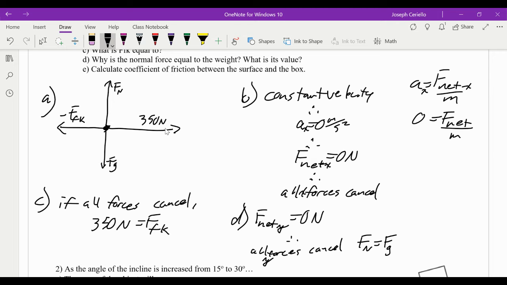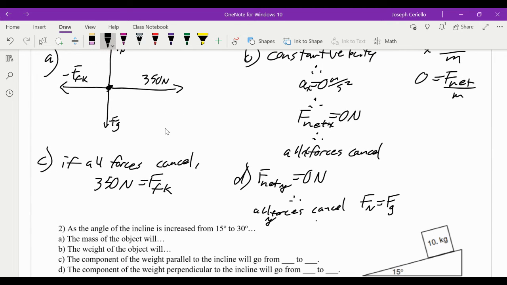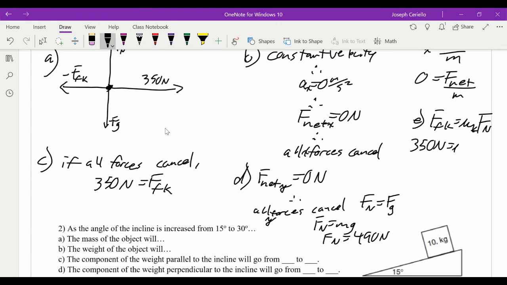So the normal force is equal to Fg, which is just mg. Normal force equals 50 times 9.8, 490 newtons. And then for E, to get the coefficient, force of friction kinetic equals coefficient of kinetic friction times the normal force. 350 newtons equals the coefficient of friction times 490 newtons. And we should get 0.71 equals our coefficient of kinetic friction. That is a unitless quantity.